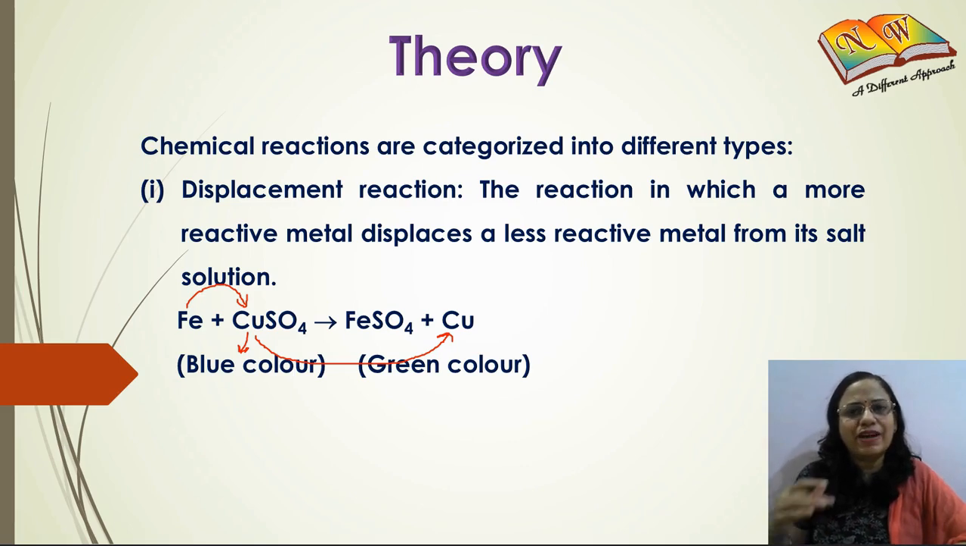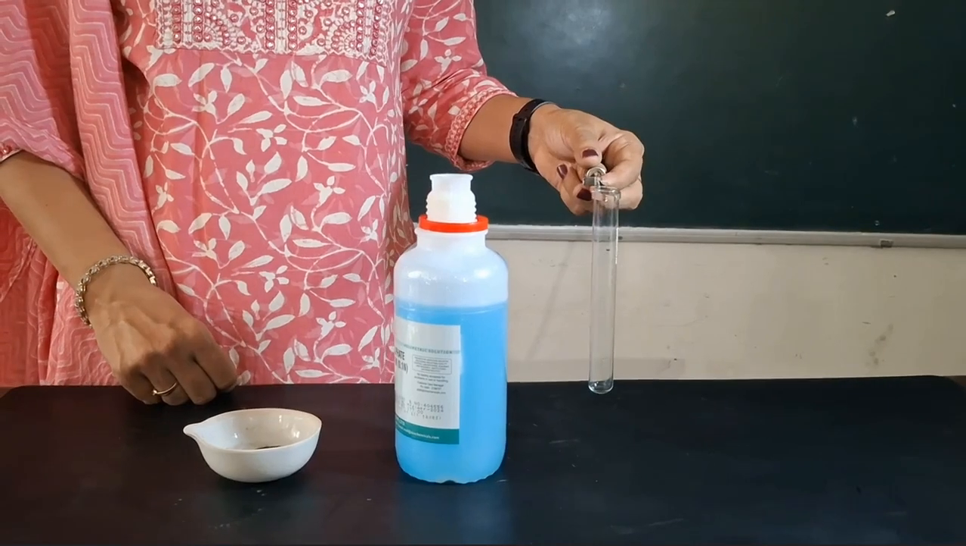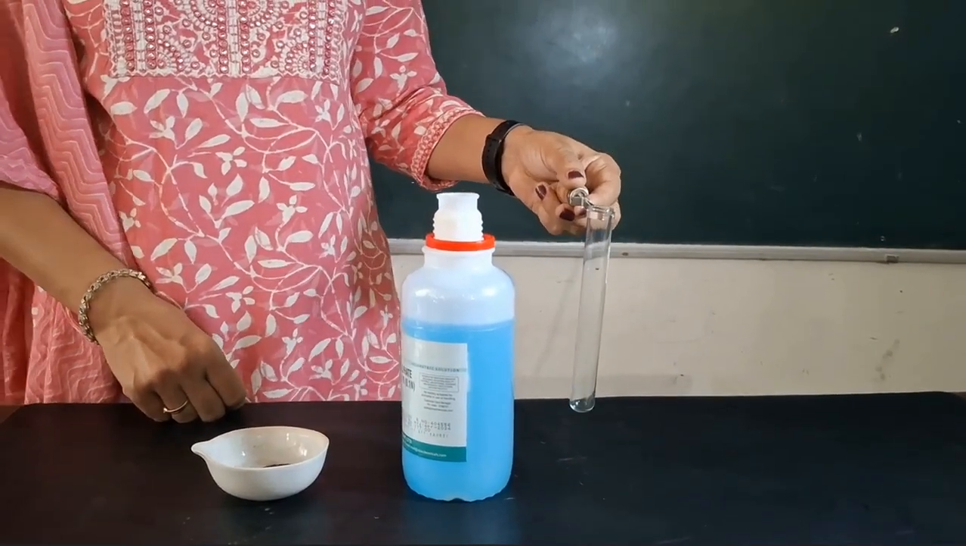In fact, almost all solutions of copper salts are blue in color. And when copper sulfate gets converted to iron sulfate, the color will change to green, because salts of iron impart a green color. So that is how we identify this reaction. Also, this reaction is a chemical change because entirely new products are being formed and you cannot reverse the reaction. Let us see how a displacement reaction occurs now.